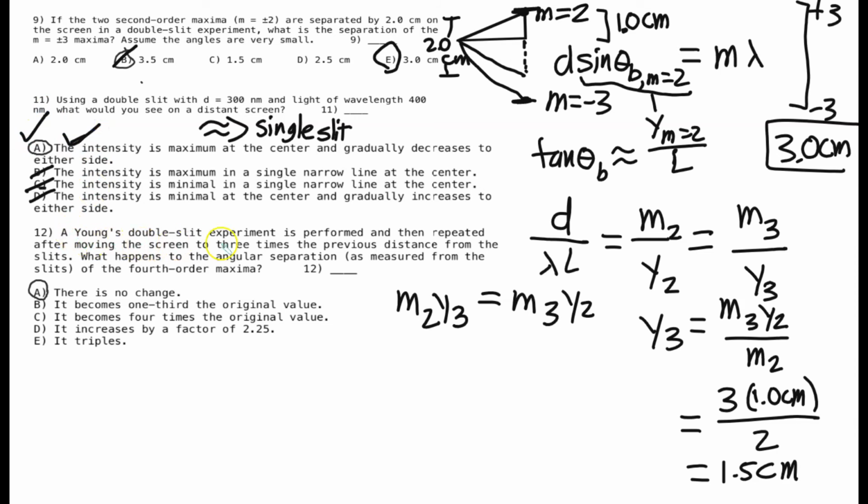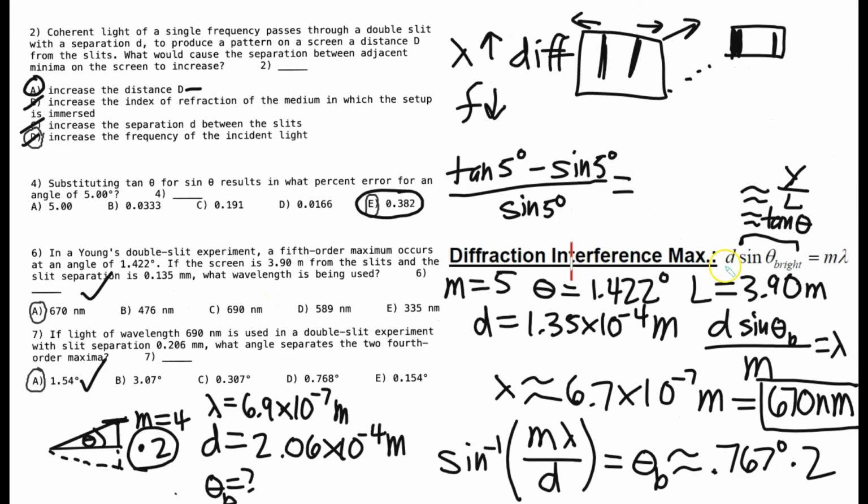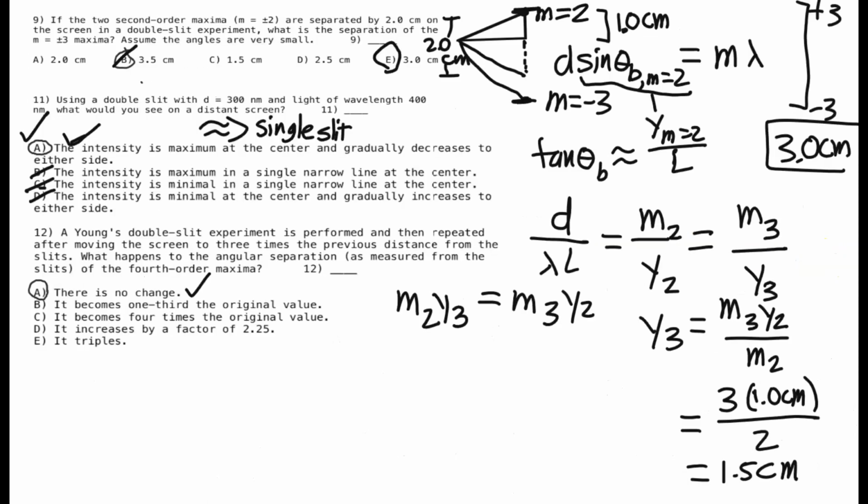A Young's double slit experiment is performed and then repeated after moving the screen to 3 times the previous distance from the slits. What happens to the angular separation as measured from the slits in the 4th order maximum? Correct, there is no change. The reason is the equation from the previous board: d sine theta is equal to m lambda. We haven't changed m, lambda, or d, so theta doesn't change.